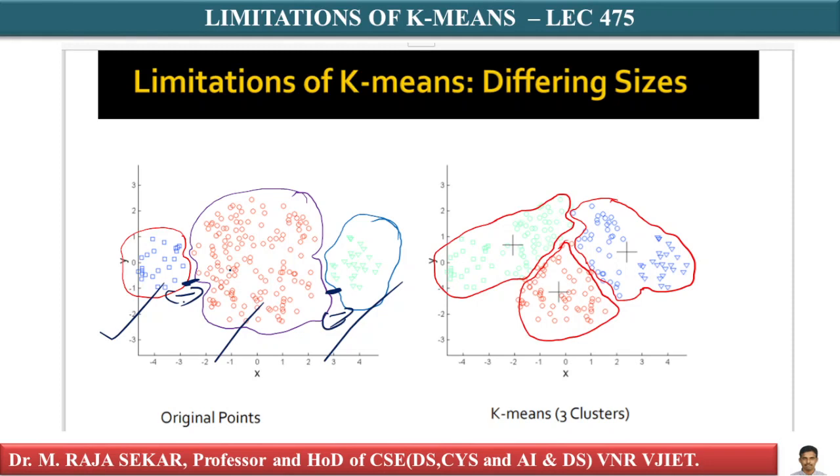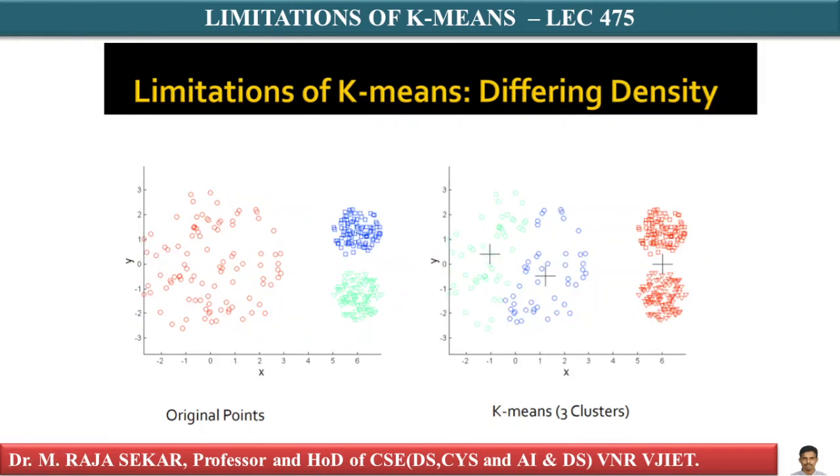The second type of problem or limitation with k-means is when you have data with different densities. For example, look at this data. Even without this coloring, this is one cluster, this is another cluster, and this is another cluster.